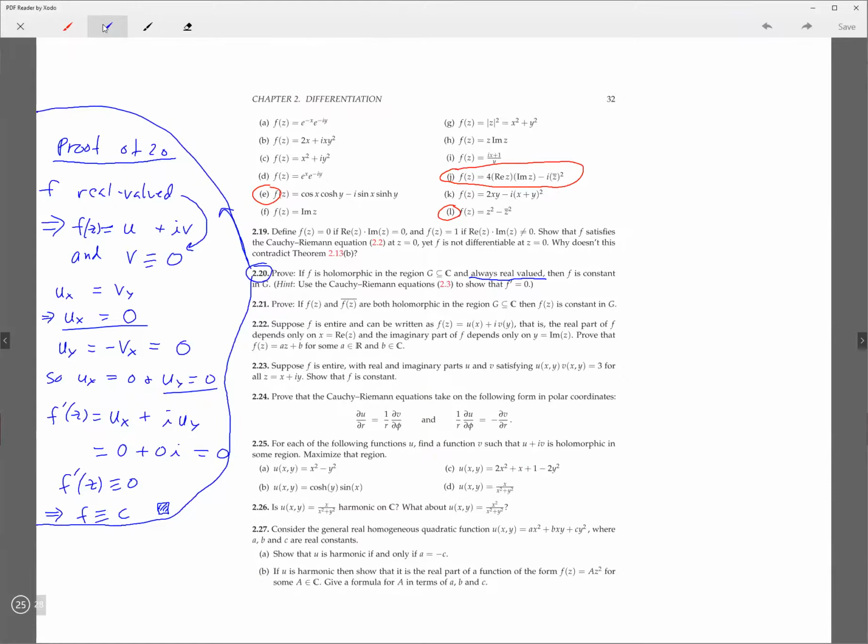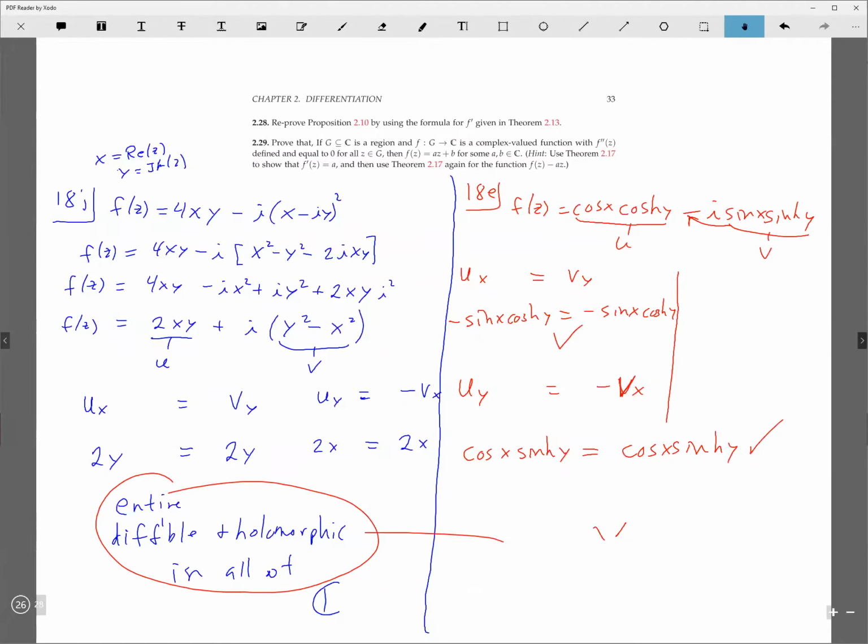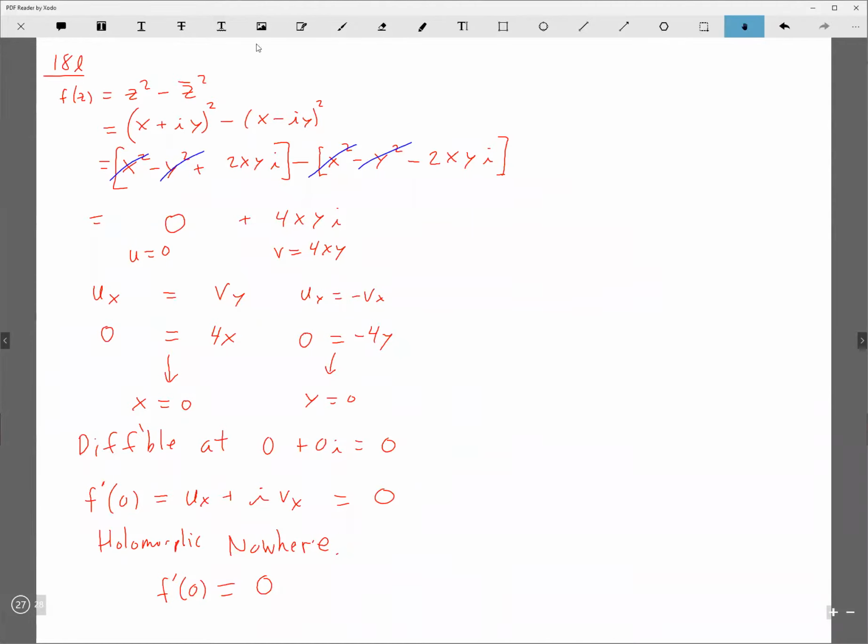One more? Maybe. Yeah. Let's try one of these. Let's try D. Oh, I think A is entire also, but yeah, I'll let you guys do that one. Let's try D. Okay.